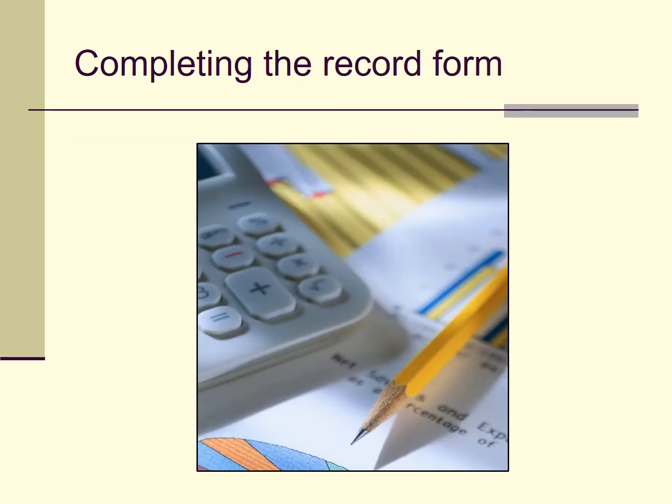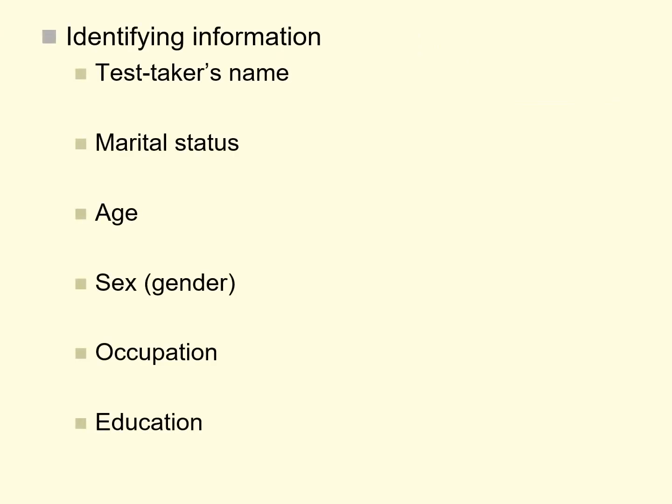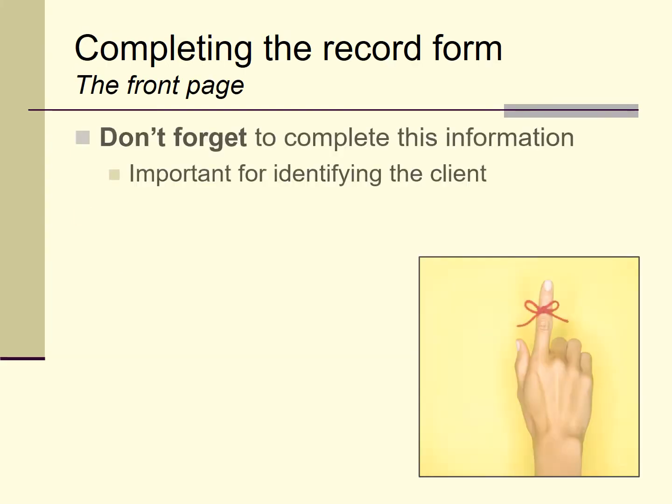So first off, completing the record form. Well, this is pretty easy. Just on the front page, there's information to identify the patient or the client or the participant in your study, whatever, and there's a place to fill out the date. Things like the test taker's name, marital status, age, sex or gender, occupation, education. The important point I make here is don't forget to complete this information.